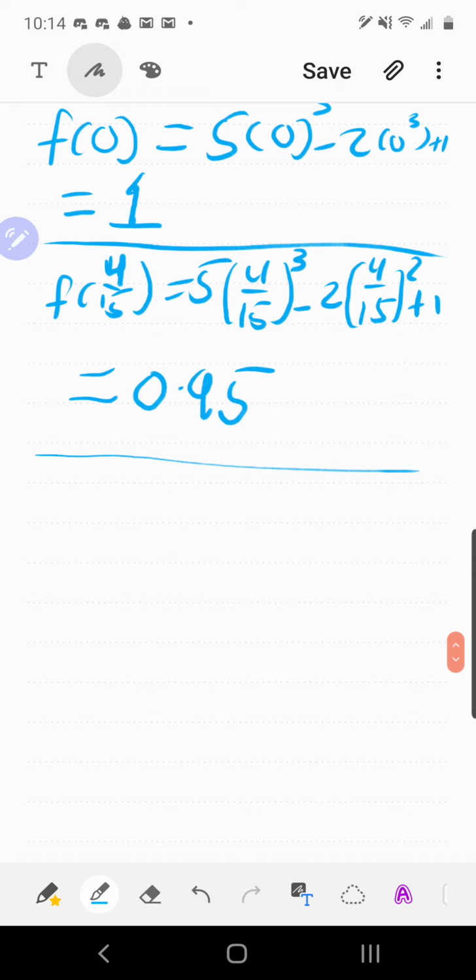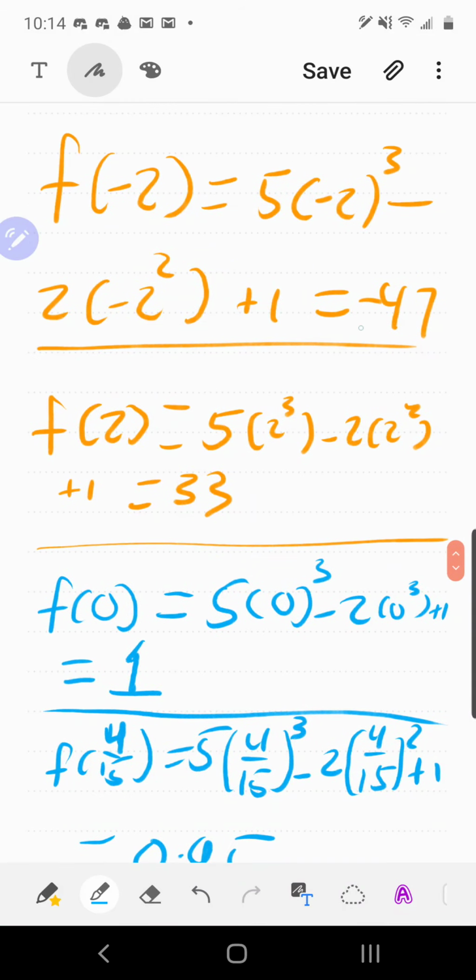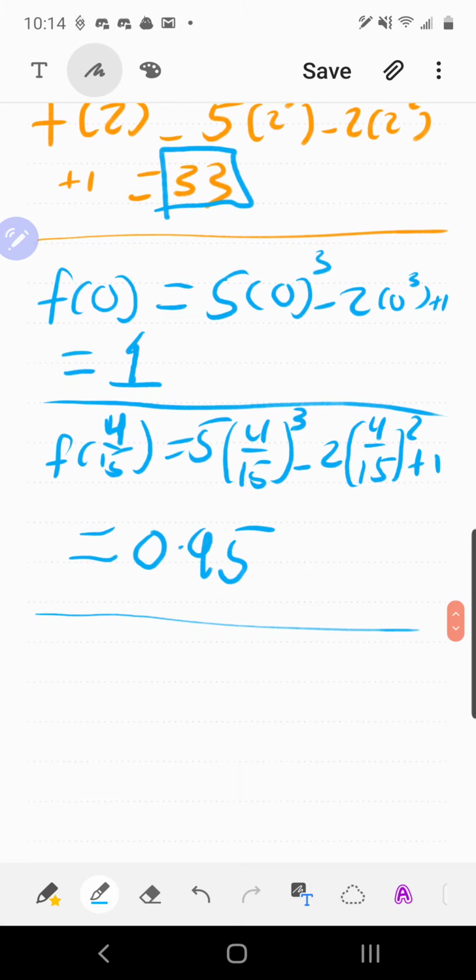So the answer choice wants us to say, what are the min and maximum values of the equation? Those two numbers are going to be -47 and 33, which actually are the endpoints. That's what I was saying earlier.